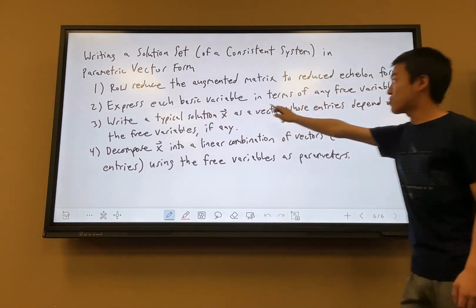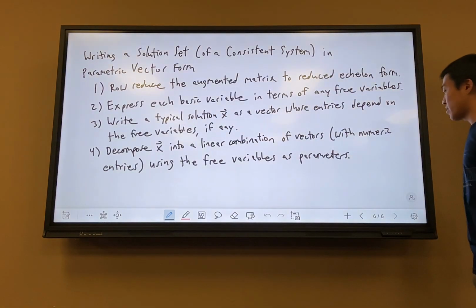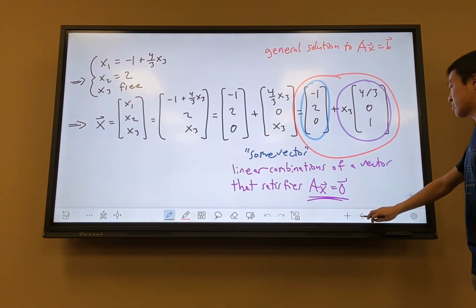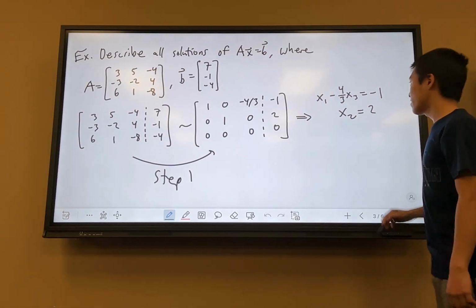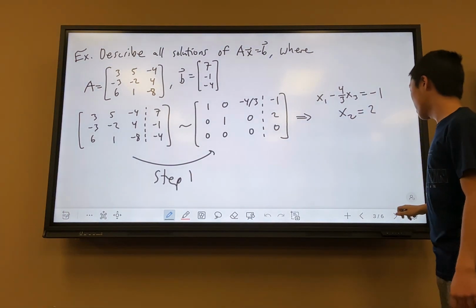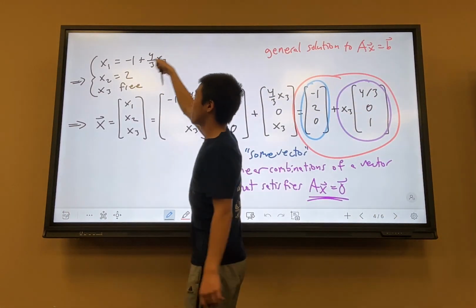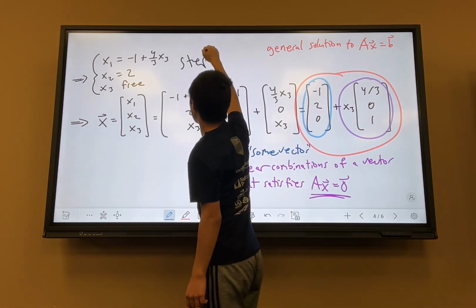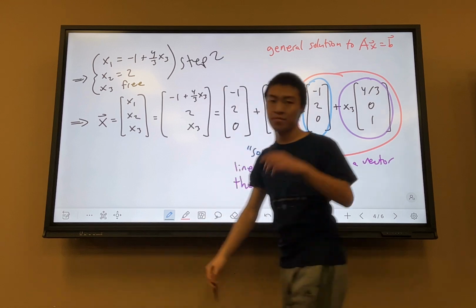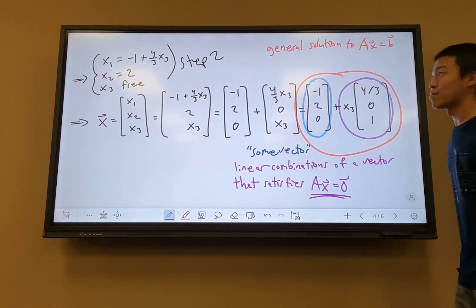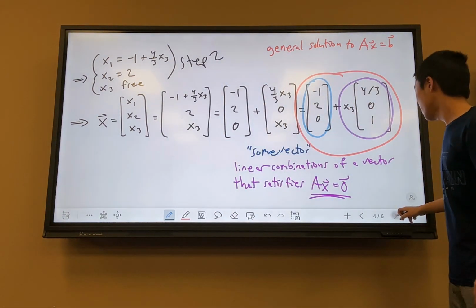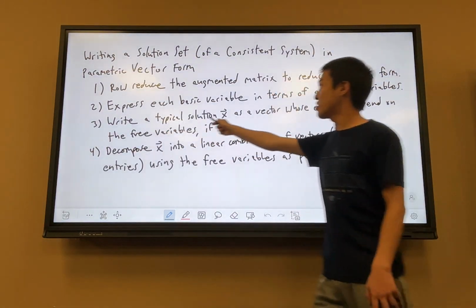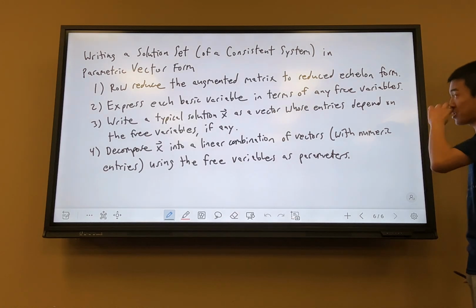Step 2, express each basic variable in terms of any free variables. Okay, so where do we do that? We are expressing our basic variables in terms of any free variable. So we kind of strip the information here, and then here's our free variable, so now we're expressing it. So this is step 2, right here. We express our basic variables in terms of that free variable in the example.